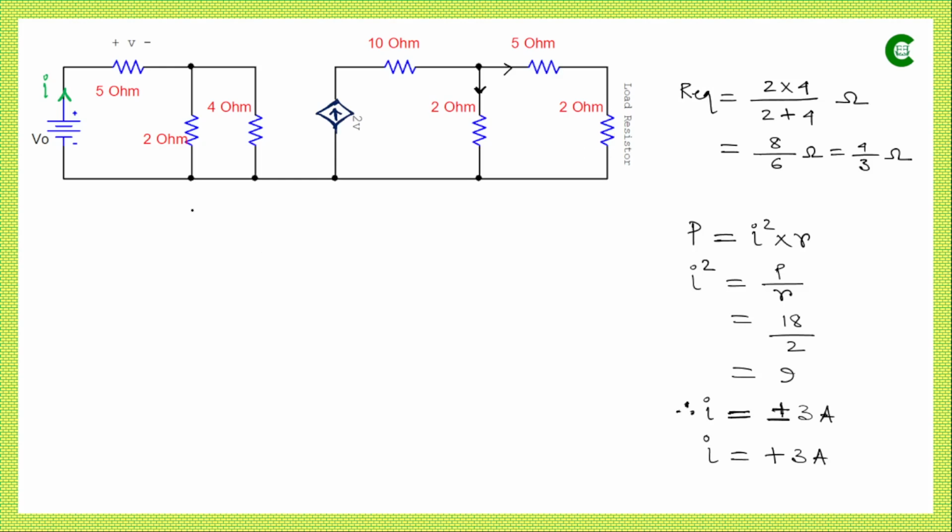Now we'll come to the leftmost part of this circuit, where we have already simplified this parallel branch, and instead of that we will have a single resistor having value 4 by 3 ohm. Since the current supplied by this voltage source is I, that current will be flowing through this 5 ohm resistor and also the equivalent resistor 4 by 3 ohm. So these three components, the voltage source and these two resistors, are forming a loop, and in that loop the only current flowing is I.